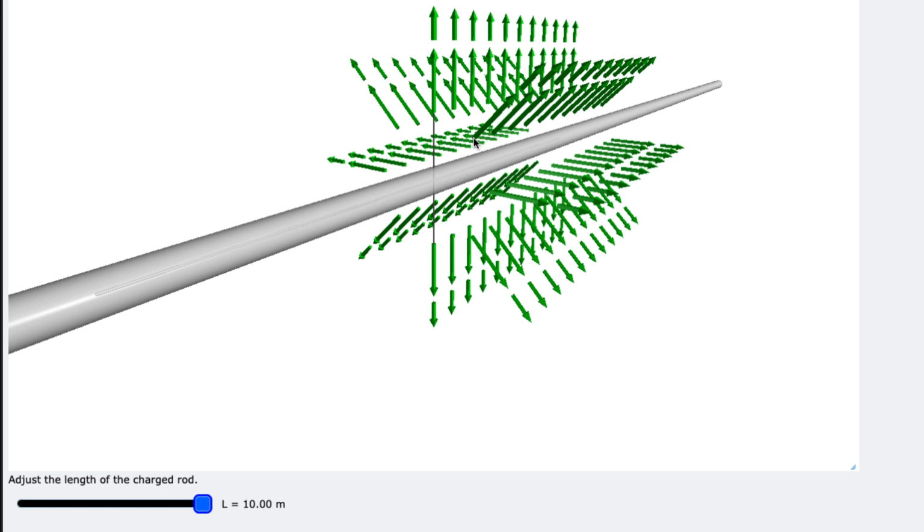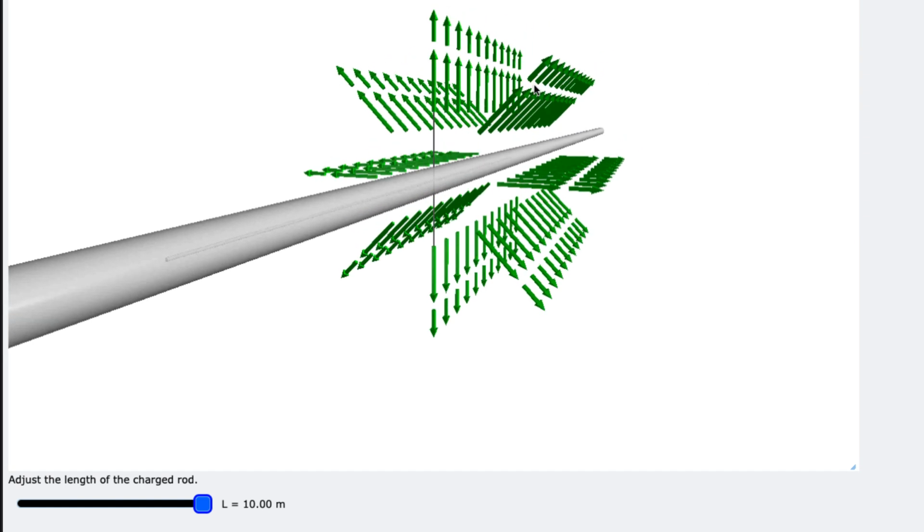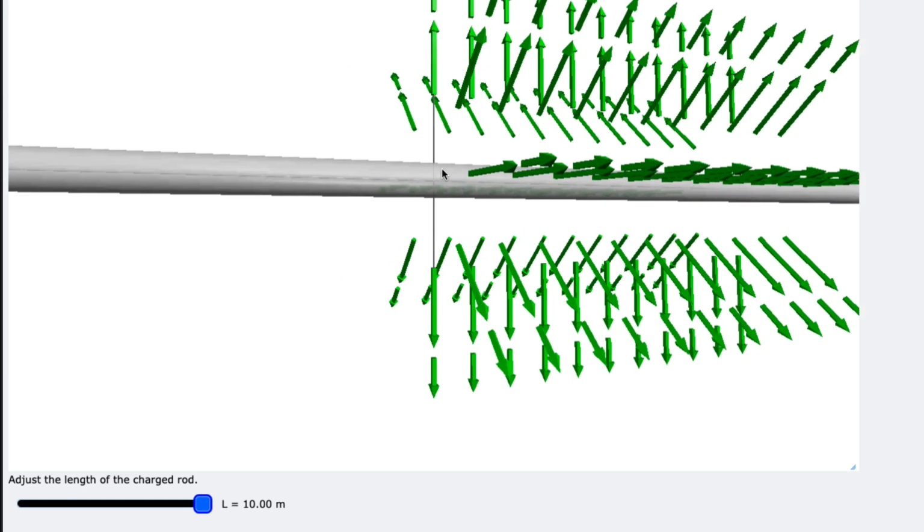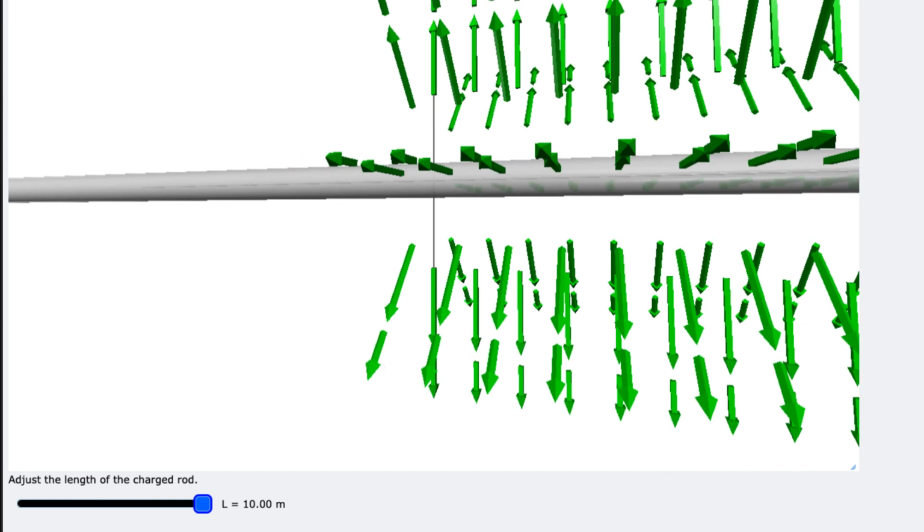So this arrow here is a certain distance from the center. This arrow here is twice the distance from the center, and so its electric field vector, this one right here, is half the length of this one, because it's twice the distance, the radial distance away from the center of the rod. So that is the electric field due to a rod.